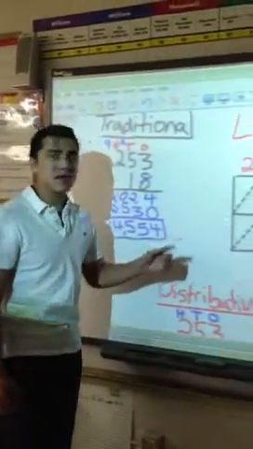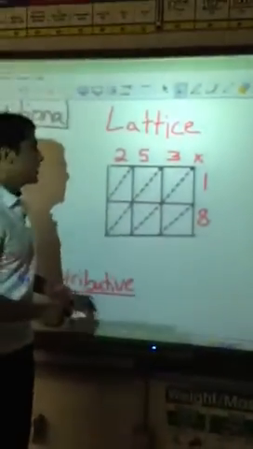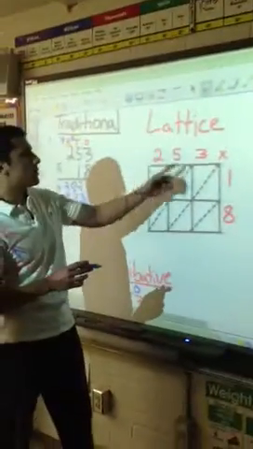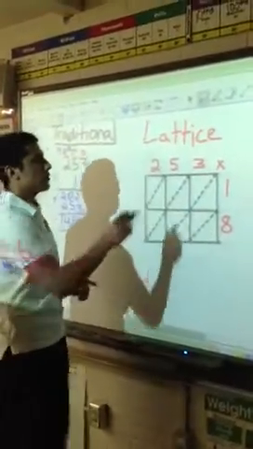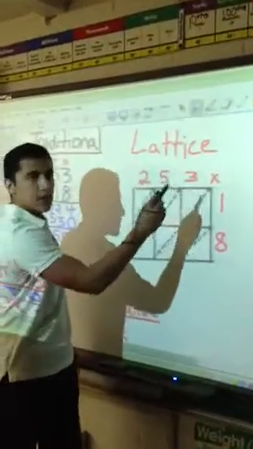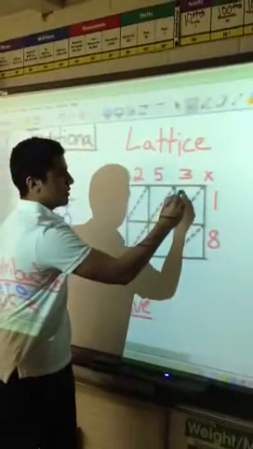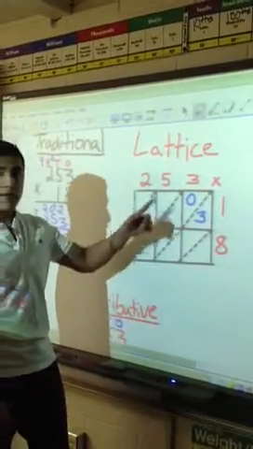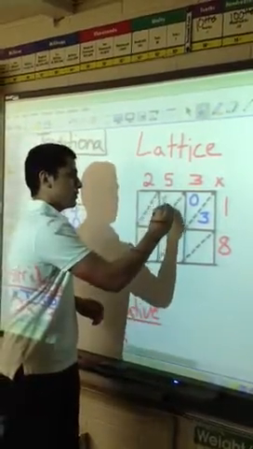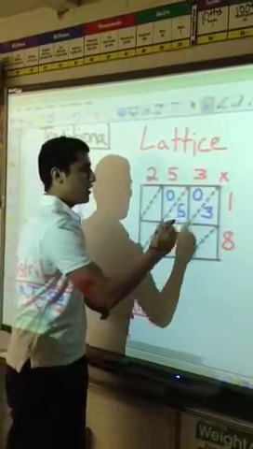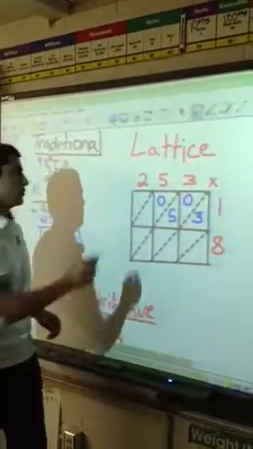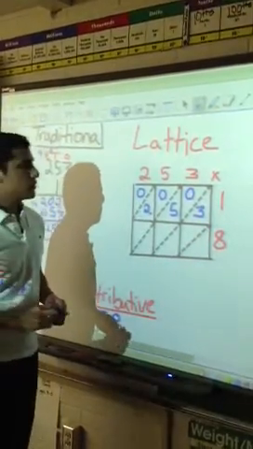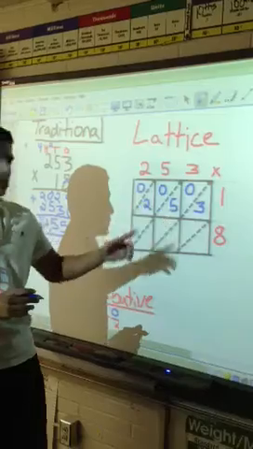Next, we have the lattice method. We'll be using the exact same numbers. So the first step we do is multiply all top numbers by 1. So we start with the 3. 3 times 1 is 3. So we put 0, 3. 5 times 1 is 5. So we put 0, 5. And 2 times 1 is 2. Put 2. Now we multiply the top numbers by 8.